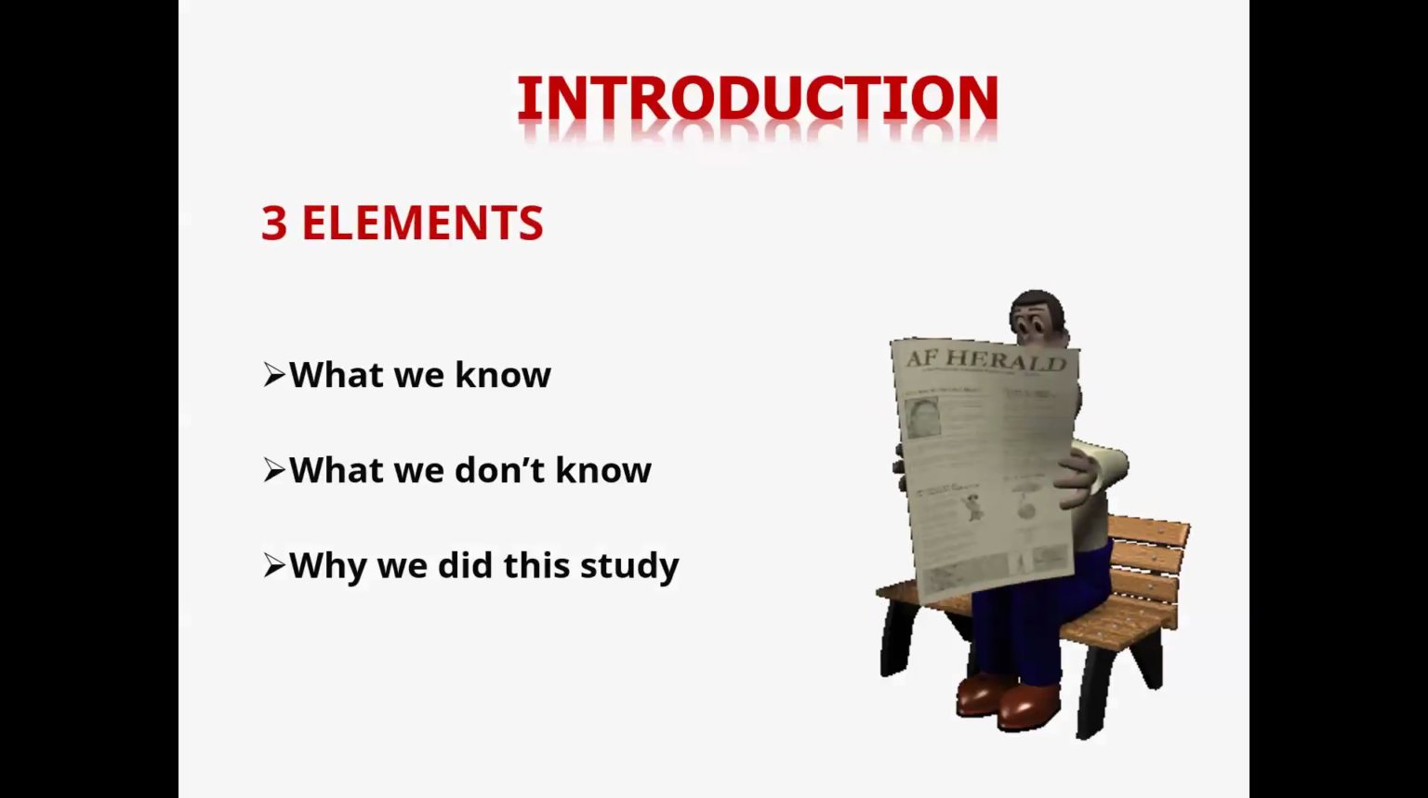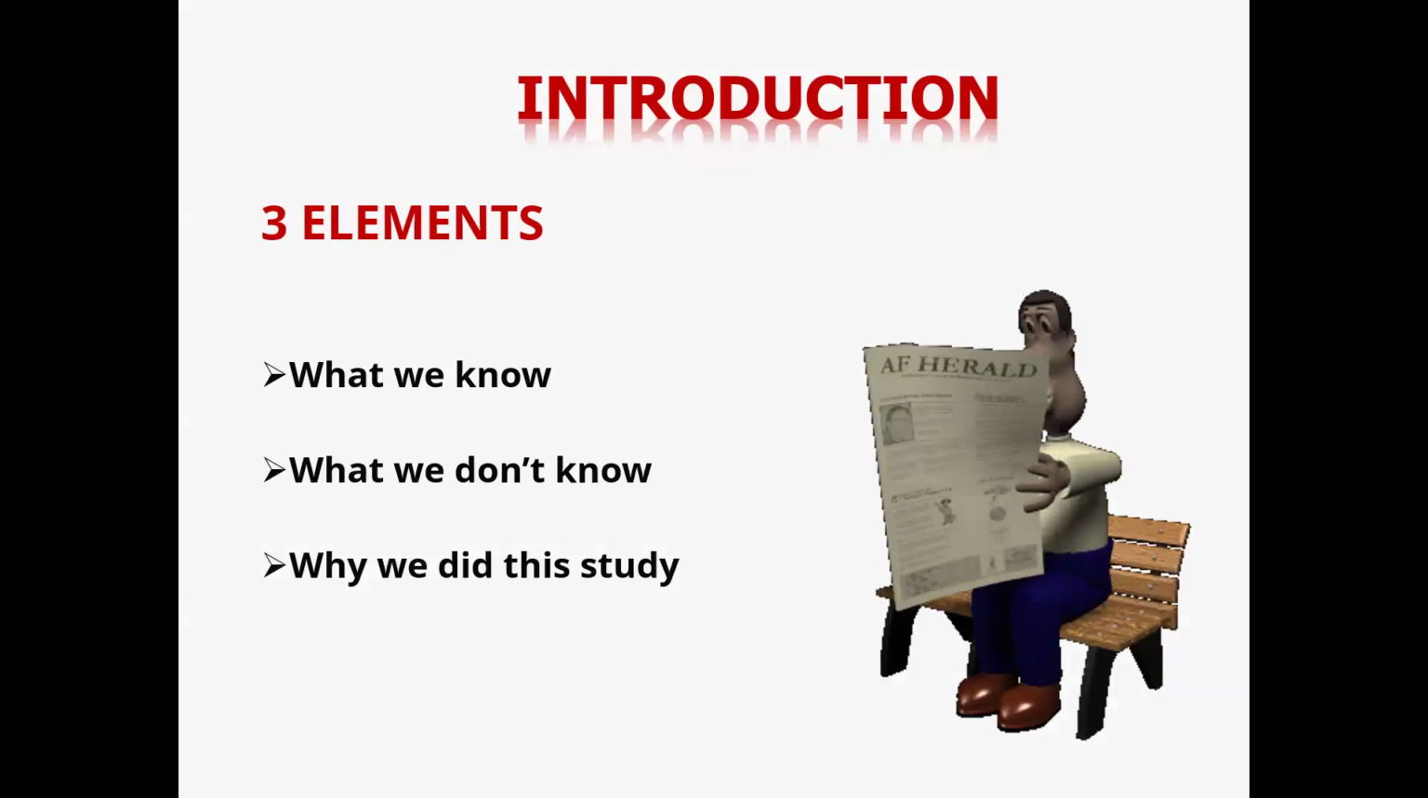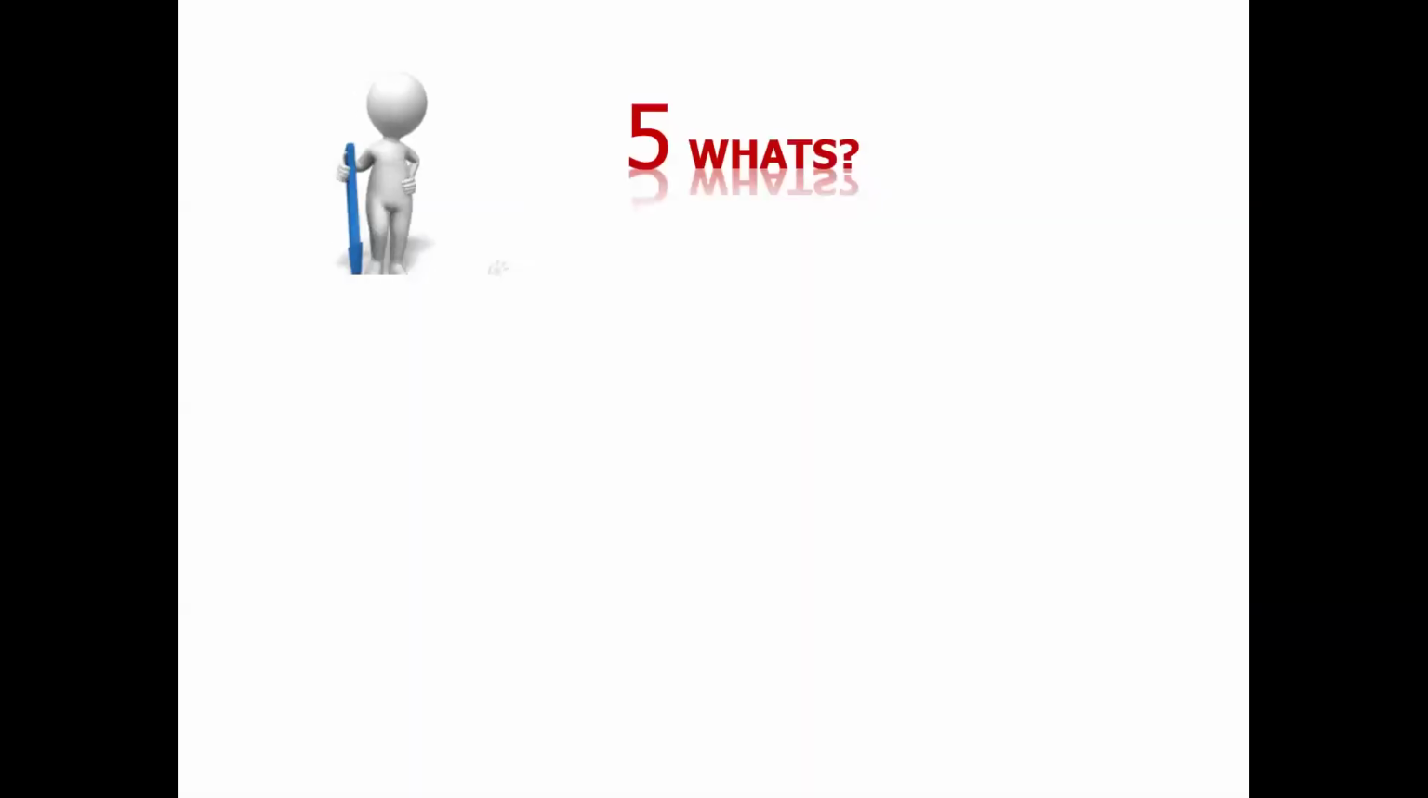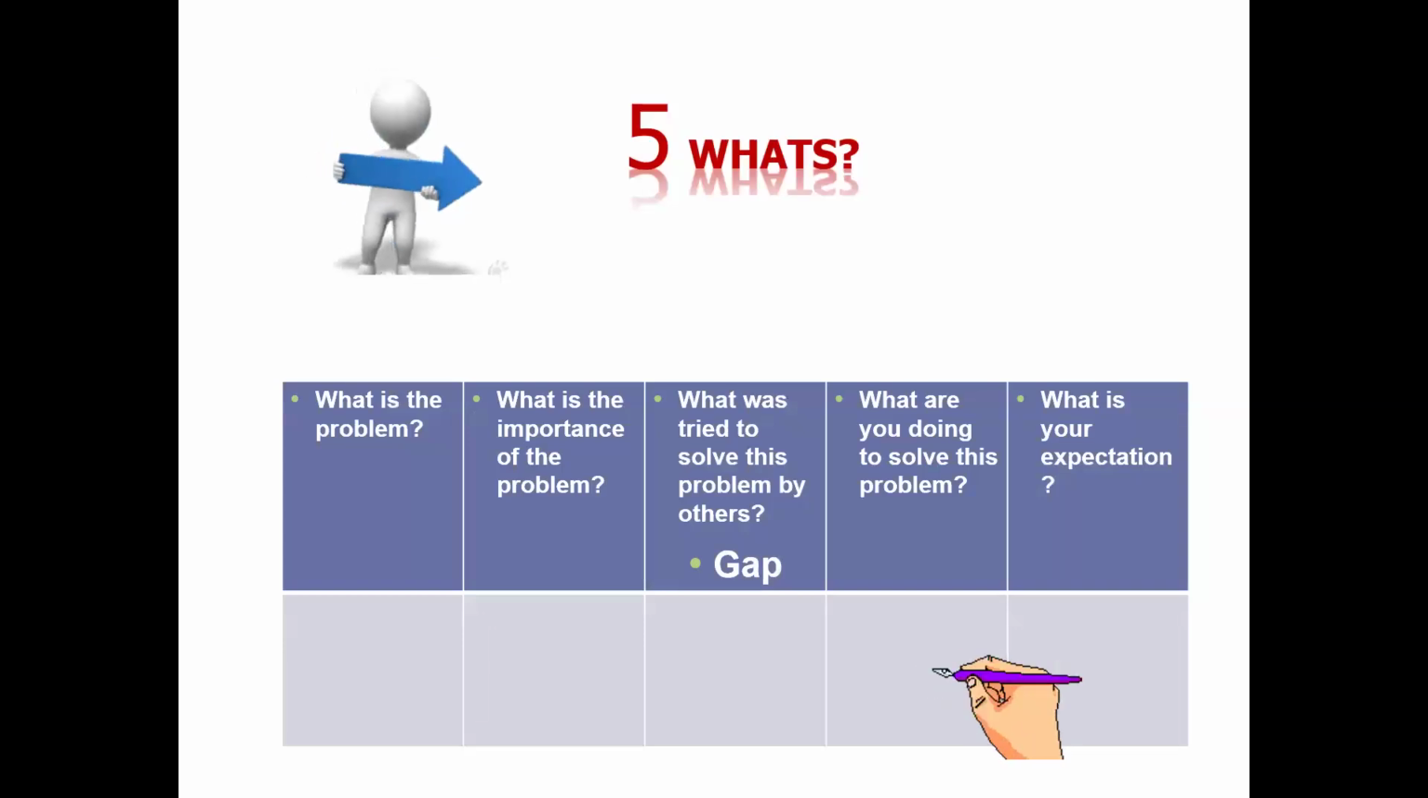So how to write it? If you are going to write it in 3 elements, we will write what we know about the subject and what we don't know about the subject, which is the research gap, and why we did this study. And actually, I prefer to write it in terms of 5 W's, and it makes it easier, more specific and faster in order to write your research. So in the introduction, I prefer to write it in 5 W's.